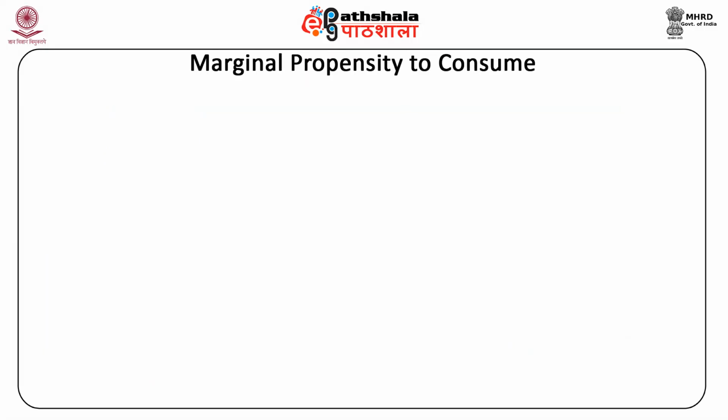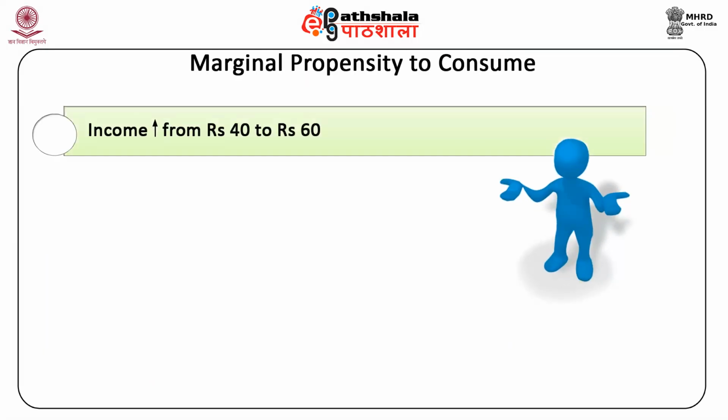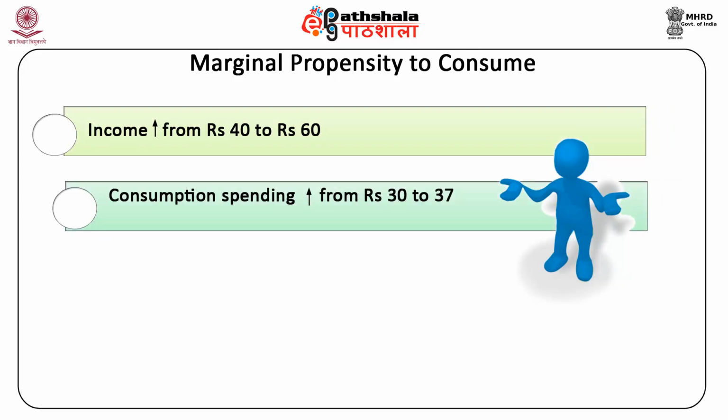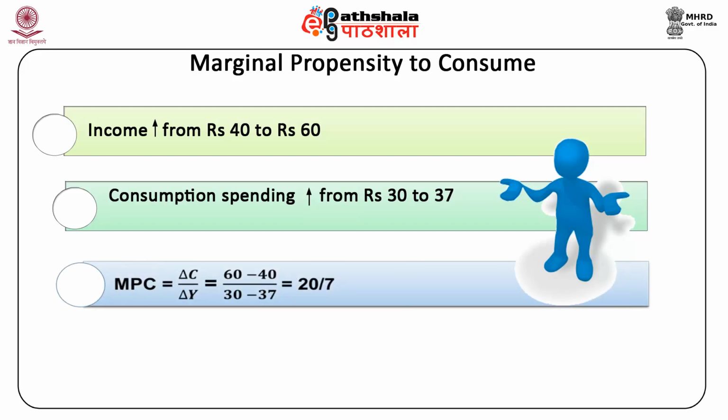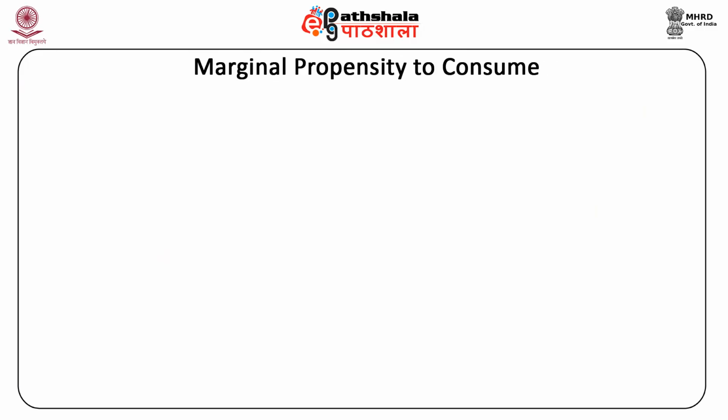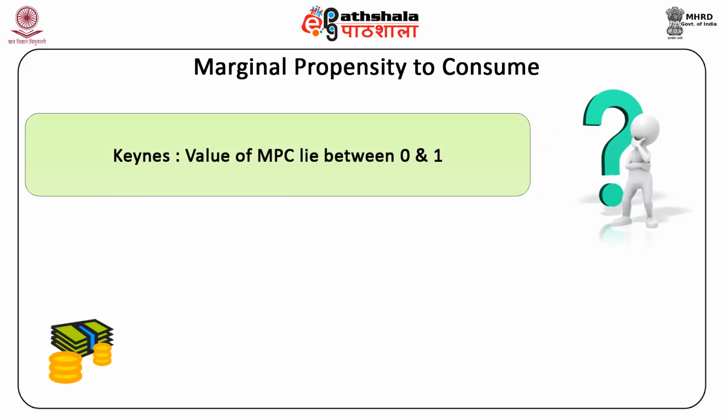For instance, let us suppose that income increases from rupees 40 to rupees 60 and the consumption spending rises from rupees 30 to 37. MPC = (60 minus 40) divided by (30 minus 37), which is equal to 20/7, which would be equal to 2.85. According to Keynes, the value of MPC will always lie between 0 and 1.